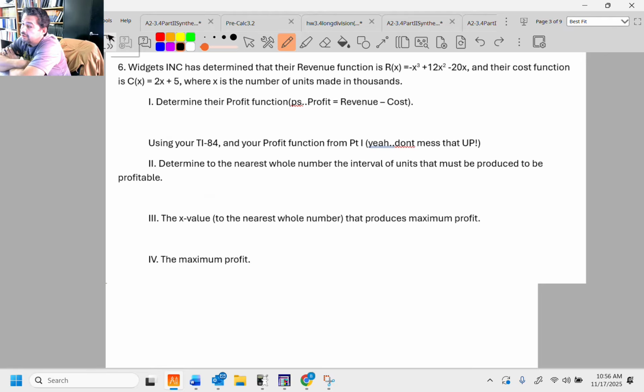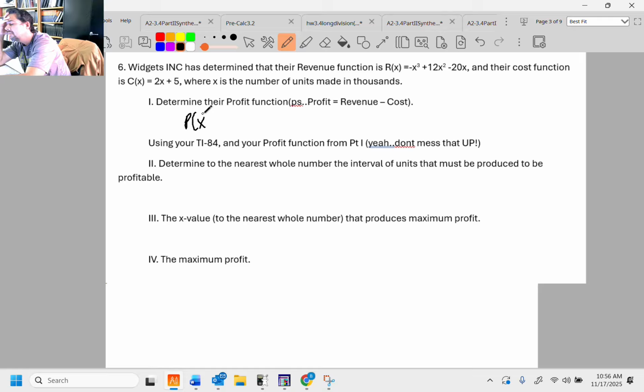Number 6, we have words. Ruh-roh, things that we can't read. Widgets Incorporated has determined their revenue function is, revenue as a function of x is negative x cubed plus 12x squared minus 20x. And their cost function is, cost as a function of x is 2x plus 5, where x is the number of units made in thousands. Determine their profit function. P.S. Profit is revenue minus cost.